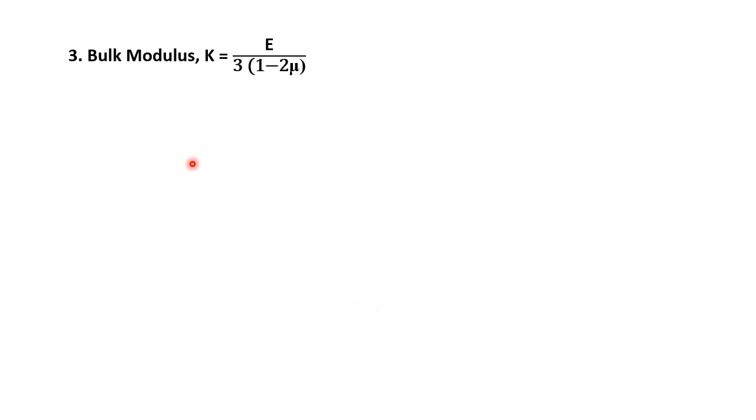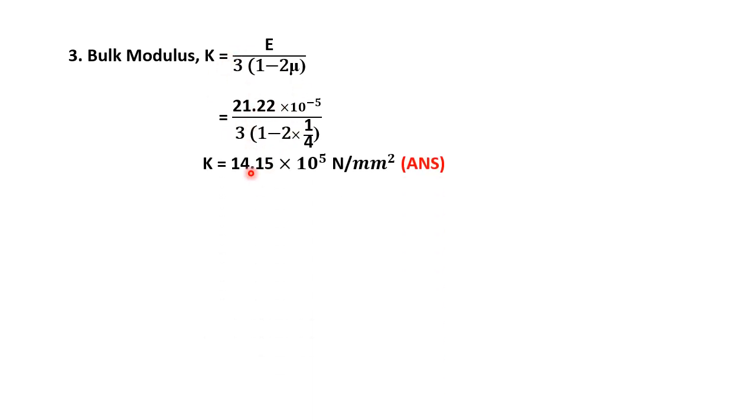Lastly, we have to find the bulk modulus, which is denoted by the term K. This is the formula for finding the value of K, that is E upon 3 into 1 minus 2 mu. We know the value for E as well as for mu, so we can easily find the value for K. Just putting all the values in this equation, we get 14.15 into 10 to the power 5 Newton per mm square, and this value is for the bulk modulus.